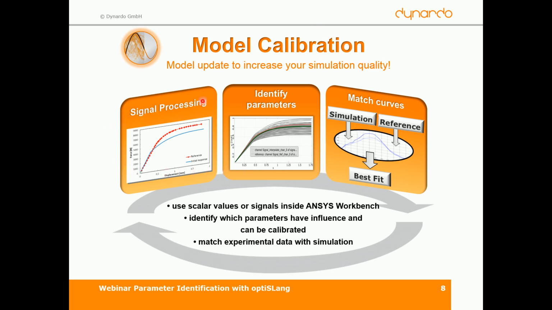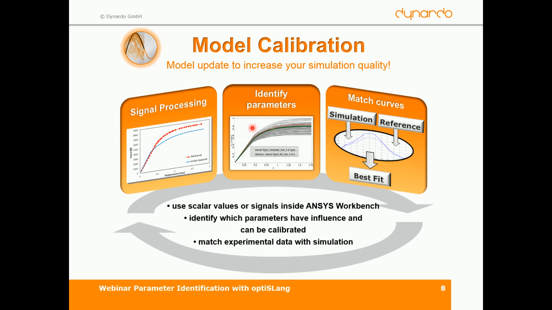Here you see the flowchart of a model calibration, and if we want to have the best fit between curves, we must use our signal processing. That means you can use, with the help of signal processing, non-scalar values like signals, vectors, or matrices in your simulation environment. In the identification procedure with OptiSlang we're talking about today, we're using the sensitivity analysis in order to get information about important parameters with respect to the model responses.